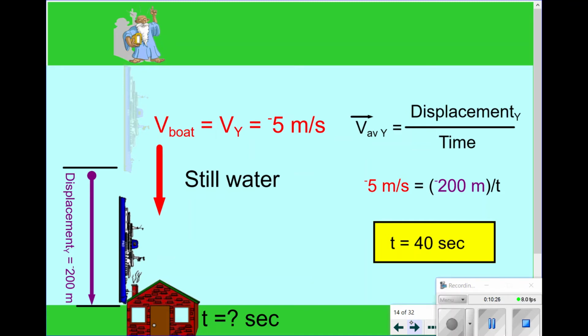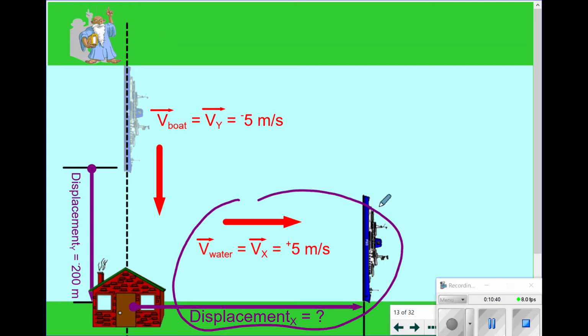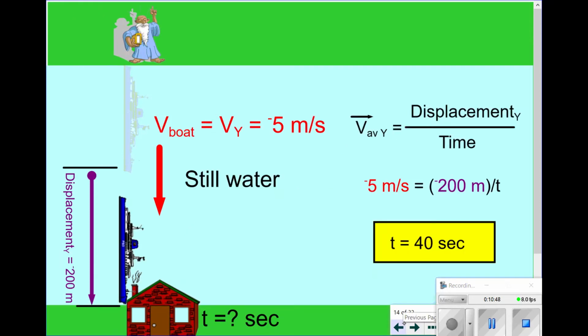So we will often break things up into components of both x and y's because we can focus on one aspect and then take what we need from that aspect to apply to the other. In this case, I could not solve for this displacement because I do not know what the time is. But by looking at just the y motion, I know the time is 40 seconds.